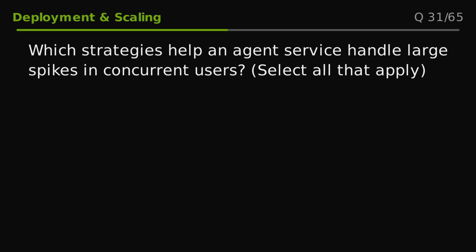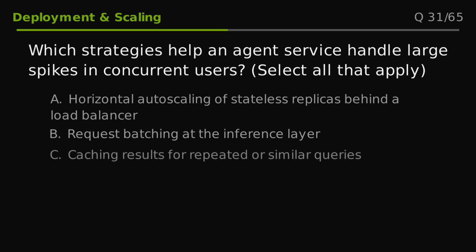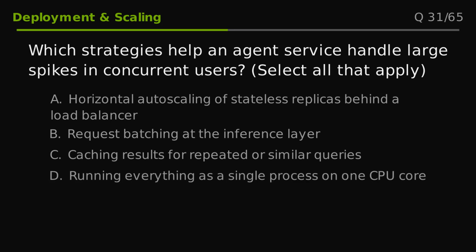Question 31. Which strategies help an agent service handle large spikes in concurrent users? Select all that apply. Option A. Horizontal autoscaling of stateless replicas behind a load balancer. Option B. Request batching at the inference layer. Option C. Caching results for repeated or similar queries. Option D. Running everything as a single process on one core.